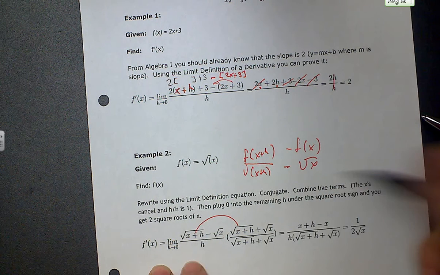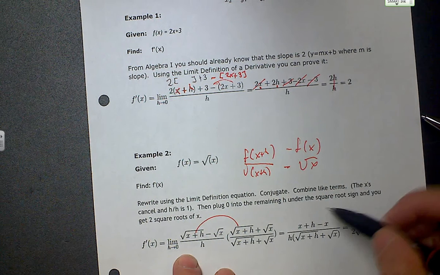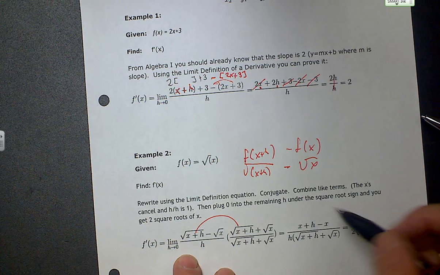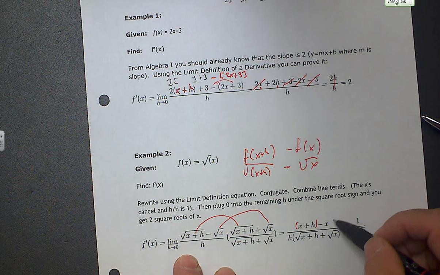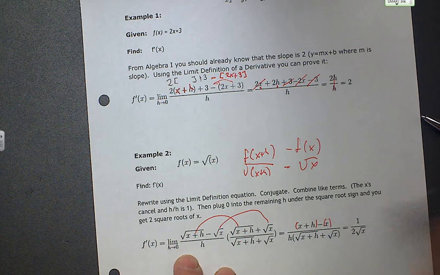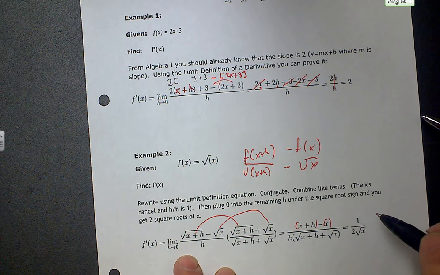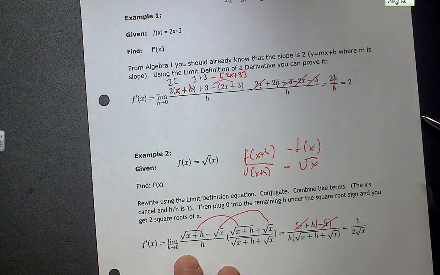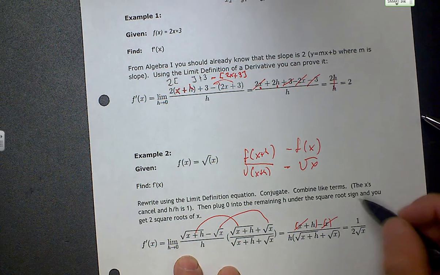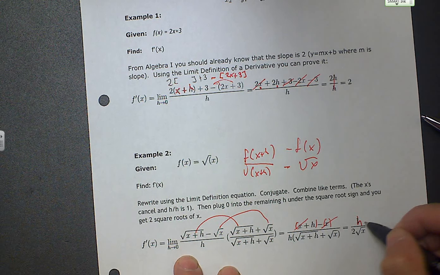That times that is x plus h. This times that is negative x, right? That's where those things came from. The bottom, you just leave it the way it is. What happened on top? Everything but the h is canceled out. So I'm left with h on top. I'll put an h right there. I'm left with h on the bottom times that whole expression.